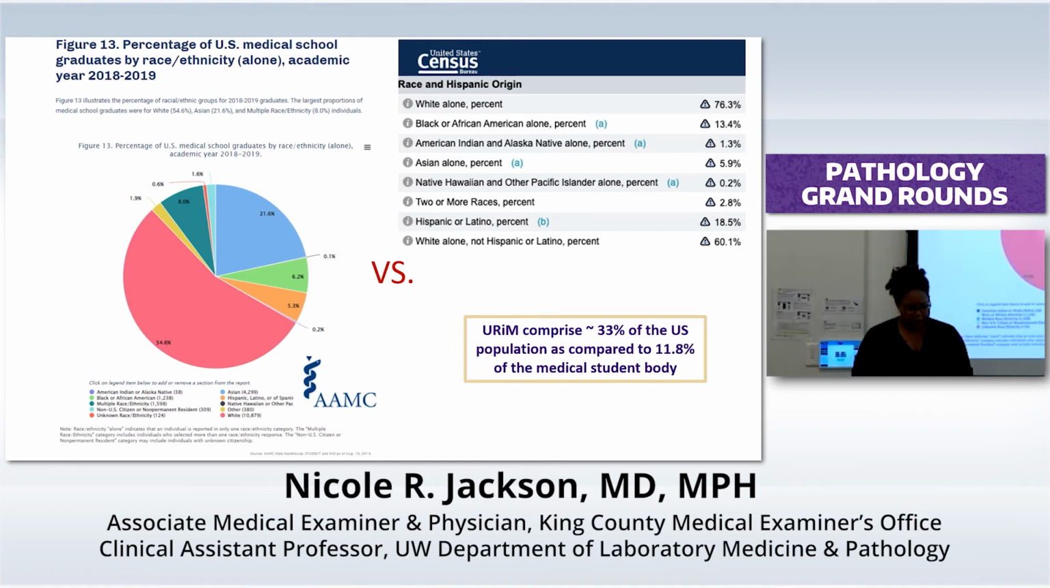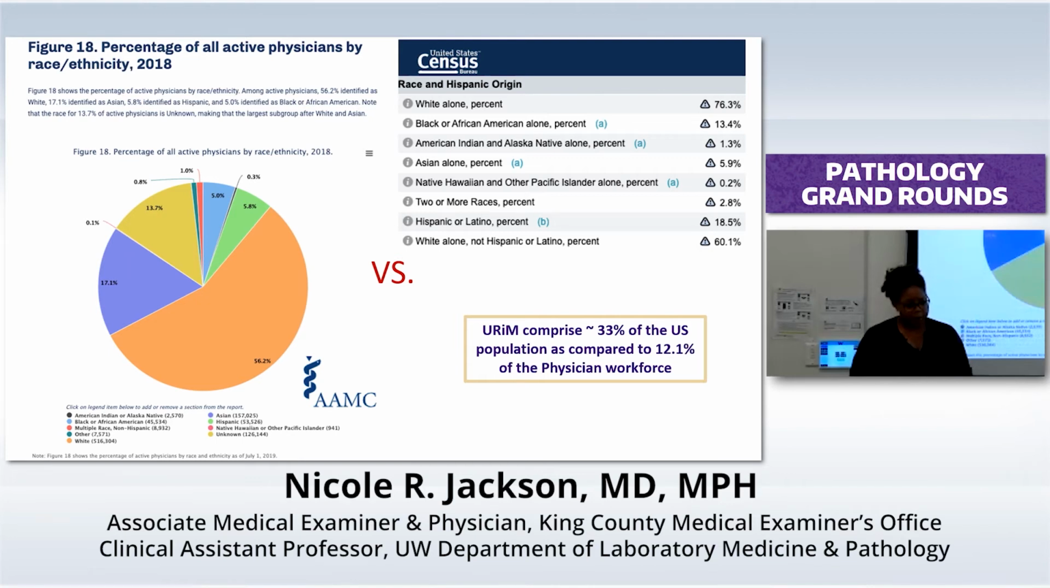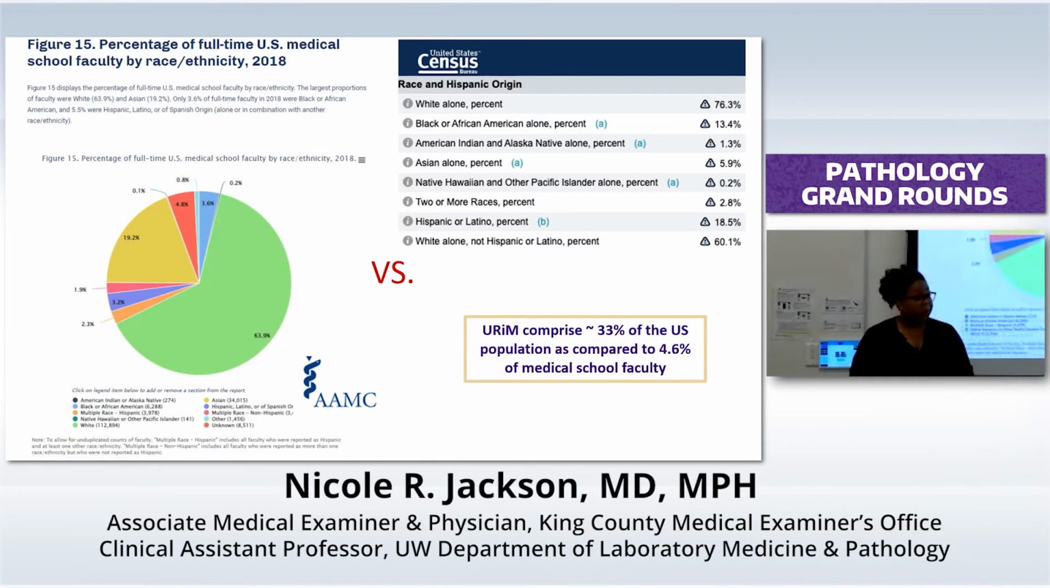So on the left, this is data pulled from the AAMC's website. The most recent data they have is from 2018 to 2019. On the right is the US Census, and the most recent data is the same time period. If you compare, the first one is for the medical student body. While those underrepresented in medicine comprise about a third of the current US population, they only comprise about 12% of the medical student body. If we go on to the physician workforce, it's about the same at 12.1%. And then when we go to the faculty level, it plummets to 4.6% compared to 1/3 of the general population.